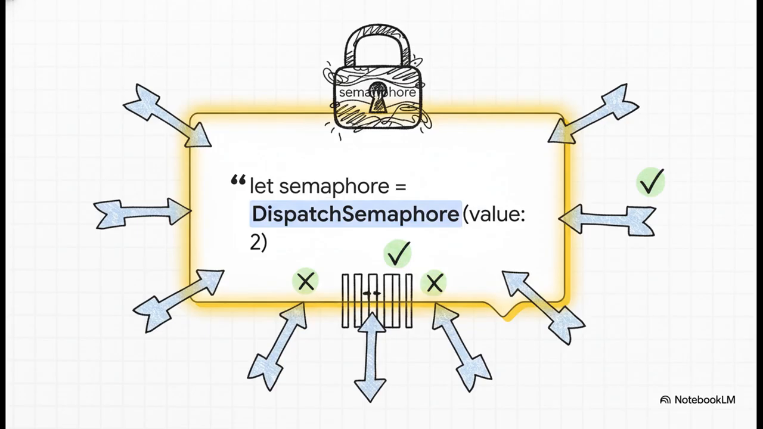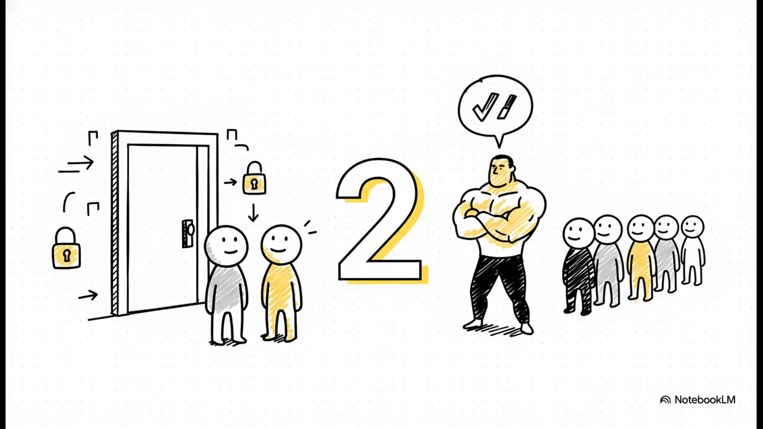Our job is to use a semaphore to make sure only a couple of them run at the same time. So the first and most important part is how we set it up. Back in our code, we created our semaphore with a value of 2. What does that mean? Well, that's us telling the bouncer what the maximum capacity of our club is. Only 2 tasks can be running inside our protected code at any given moment. Not 1, not 3, but exactly 2. This number is the key to everything.